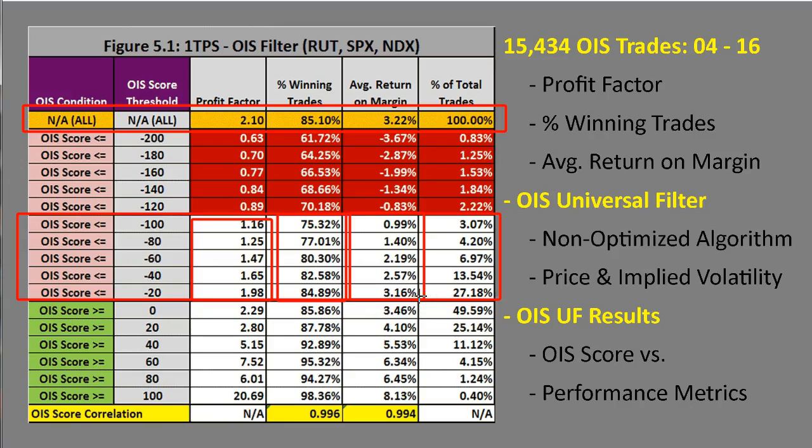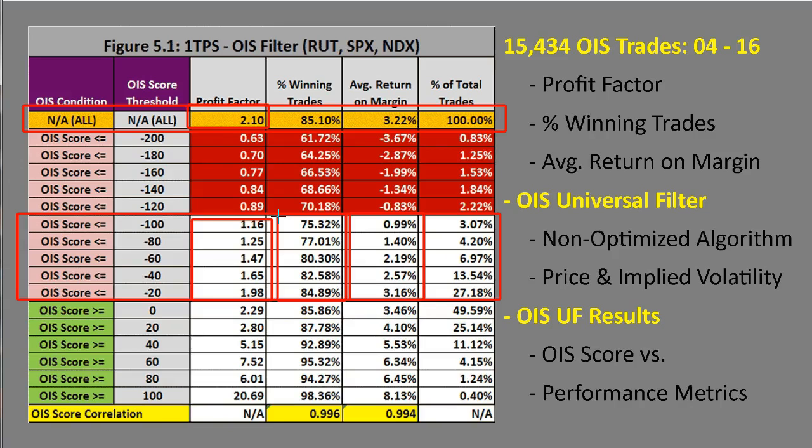So again, in this region, we actually see that despite the negative OIS scores of minus 20 to minus 100, the strategies were in fact profitable. But interestingly, they were not as profitable as the unfiltered trades. So again, the unfiltered trades had a profit factor of 2.10 compared to profit factors of 1.16 to 1.98. You can see that the percentage of winning trades in this region was systematically less than the percentage of winning trades for the unfiltered trades of 85.10.